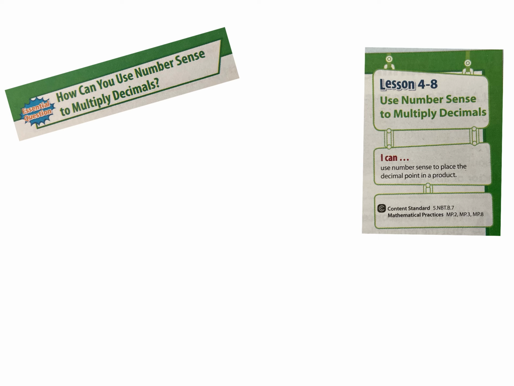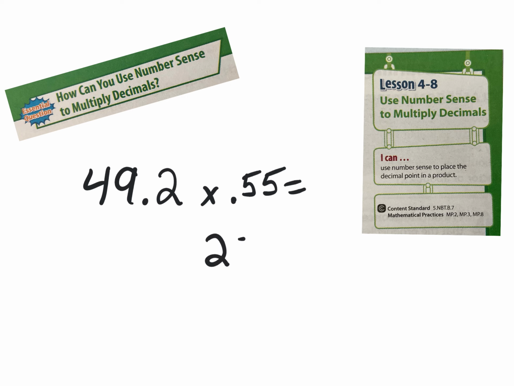So if we have something, say 49 and 2/10 times 55 hundredths, and I told you that the digits were 2706. Well, with doing very little math, we can think about the relative size of the factors. Now, this is a factor and this is a factor. Factors are the numbers in a multiplication problem. This is our product. Well, almost our product because we're missing the decimal point.